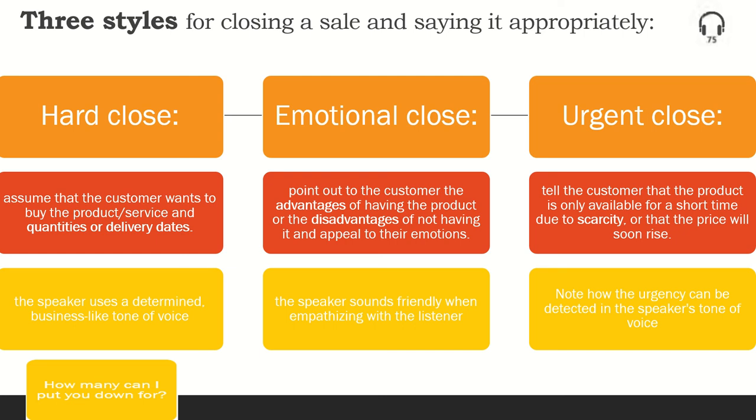Let's listen on how to say the three styles appropriately.